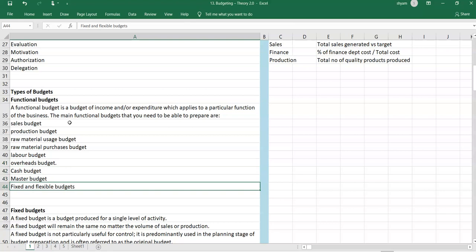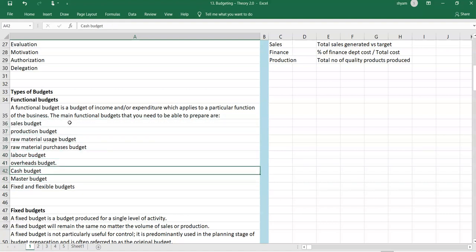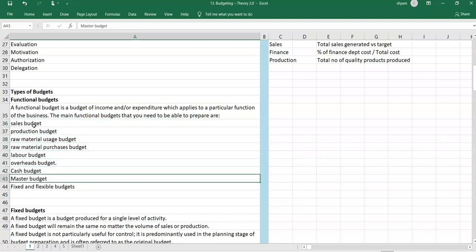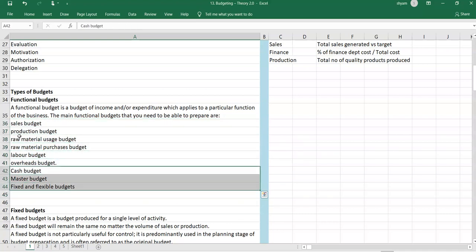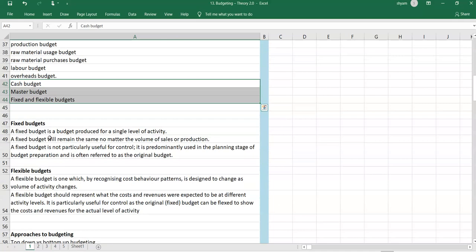We don't need to understand these functional budgets in great depth, but we need to understand what these budgets are, because we also have problems for these budgets. Of course, we have problems for all of these, but these are a little more complicated than the normal budgets. So let's look at what a fixed budget is. I think we'll just start from cash budget and master budget.